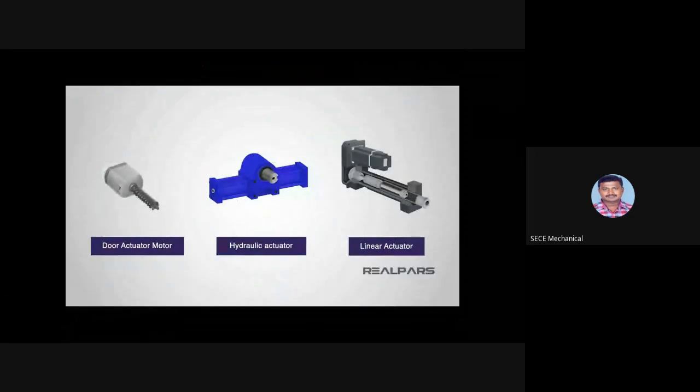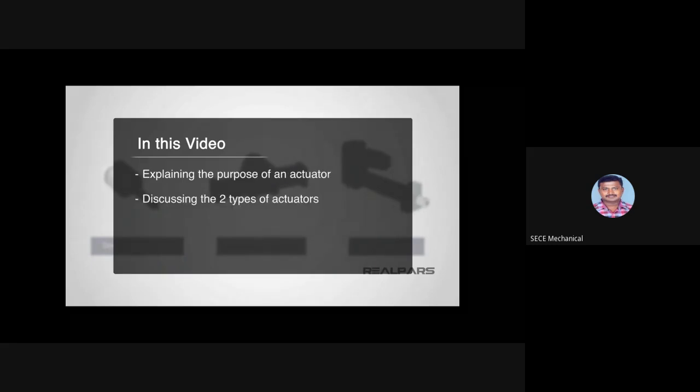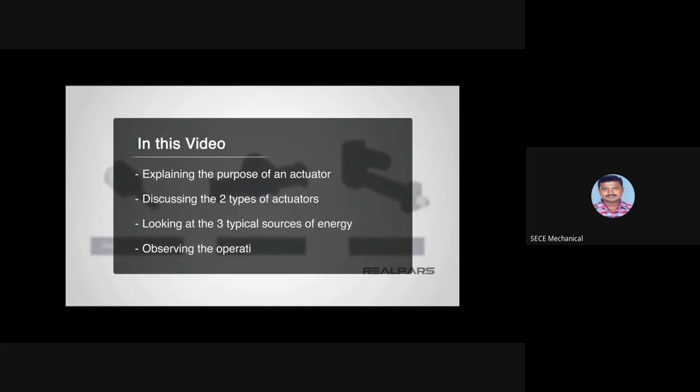We're going to talk about actuators. For your better understanding, here I am showing on video the door actuator motor. In this video, we're going to explain the purpose of an actuator, discuss the two types of actuators, look at the three typical sources of energy required for an actuator to move something, and observe the operation of an actuator used in a very common industrial control application. Okay, let's get started.